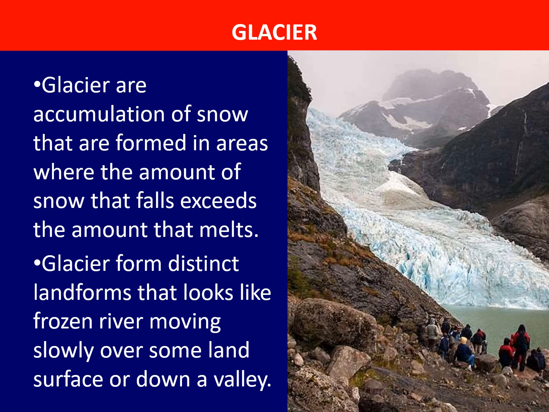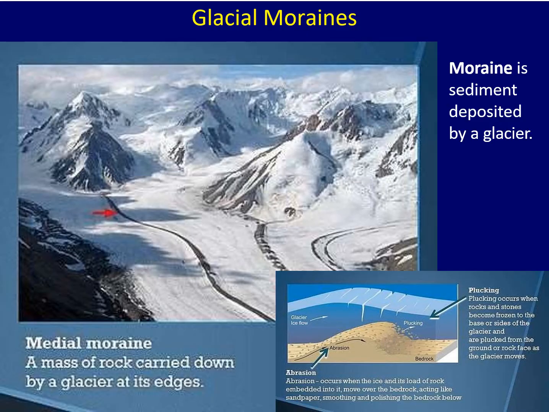The material which is carried by the glacier, such as rocks, whether big or small, sand, and silt, gets deposited, and these deposits are called glacial moraines. So what is a glacial moraine? As the ice melts, it fills up the hollows with water. The material carried by the glacier gets deposited, and what is formed is the glacial moraine. You can see this is the glacial moraine.